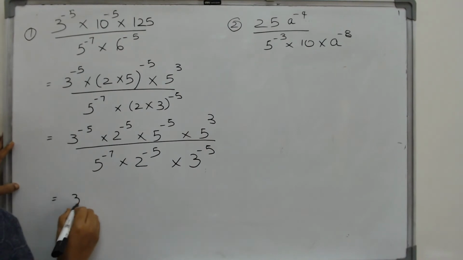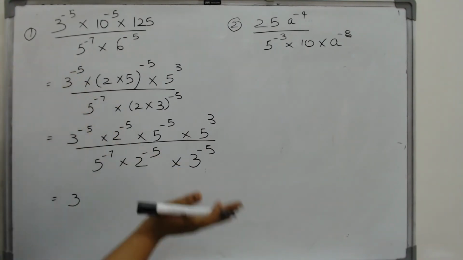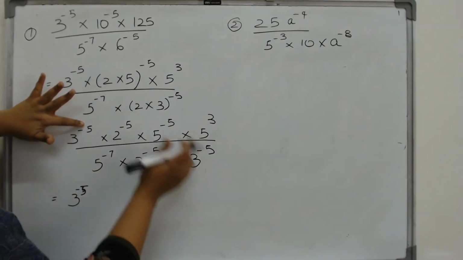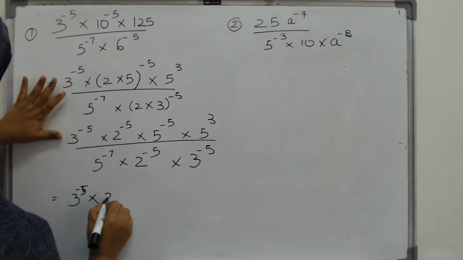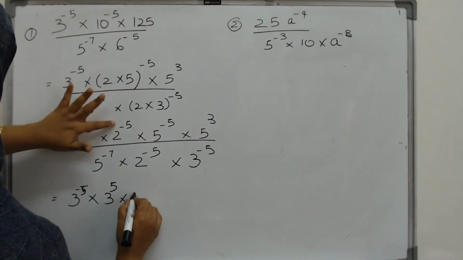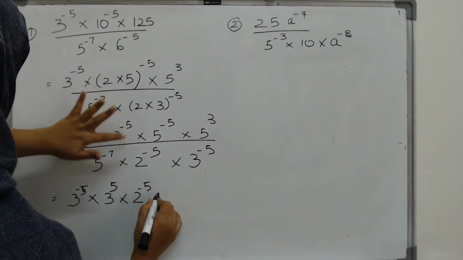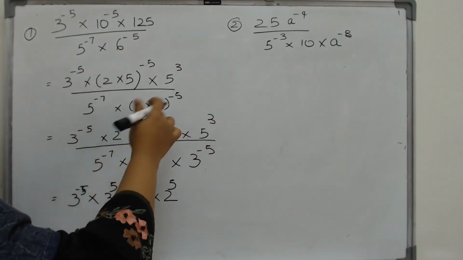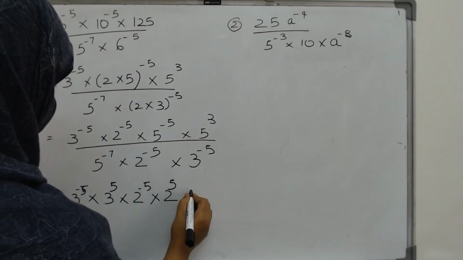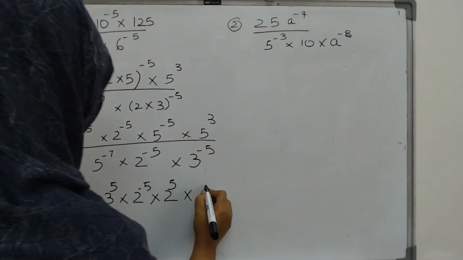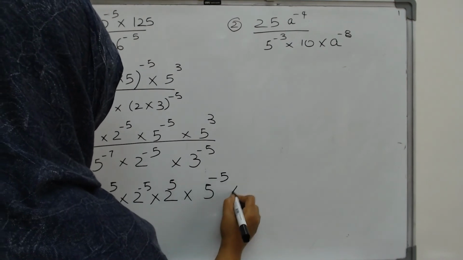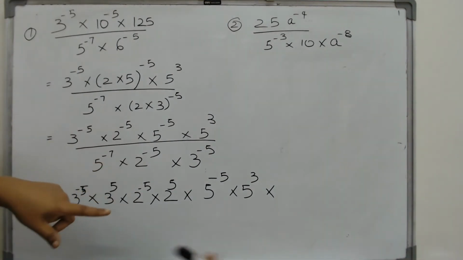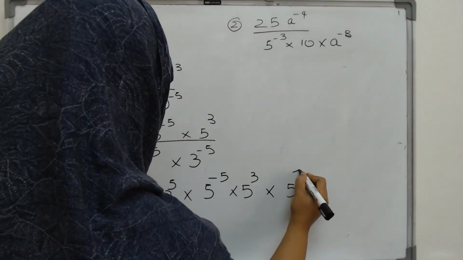Now wherever you see 3, join all of them together, bring all of them together. Here you have a minus 5, but when this goes up, the sign will change and it will become 3 raised to 5. Then here you have 2 raised to minus 5, but when this goes up, it will become 2 raised to 5. Here it is minus 5, plus 5. Then you have a 5 here. You already have 5 raised to minus 5, 5 raised to 3, and here it is 5 raised to minus 7. When it goes up, it will become 5 raised to plus 7.